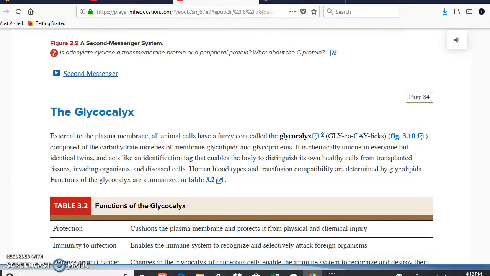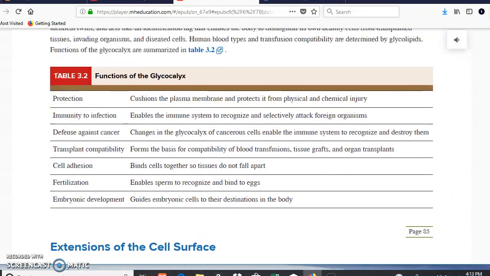The glycocalyx is a substance that is going to cover the cell membrane like an icing on a cake. Right? The cake would be the cell, the icing would be the glycocalyx. The glycocalyx is just a combination, as you can see right here, of glycolipids and glycoproteins, basically carbohydrates with lipids and carbohydrates with proteins. They are very important because they are going to be unique to each individual.